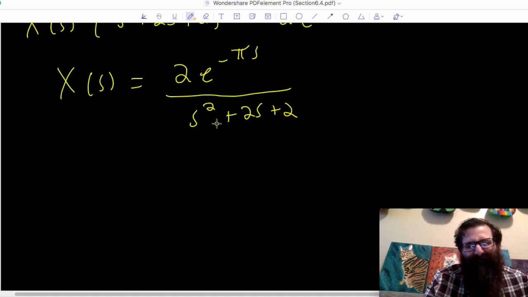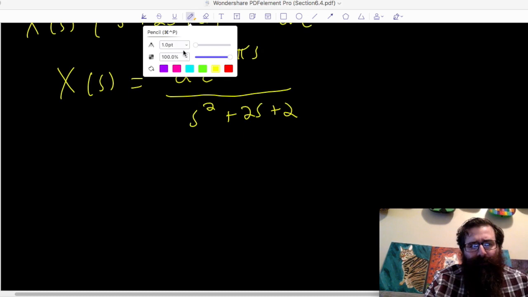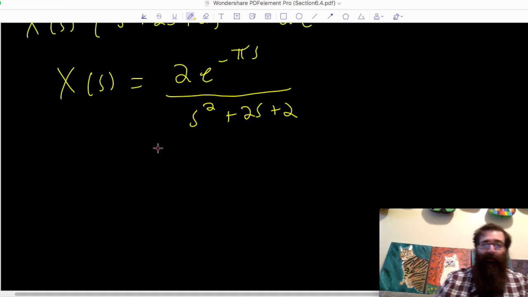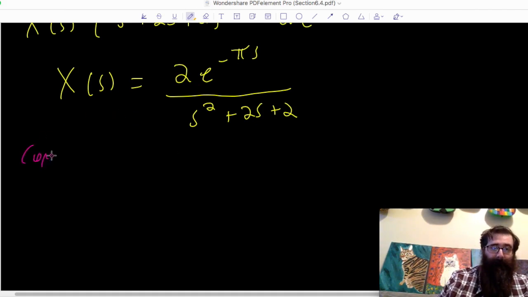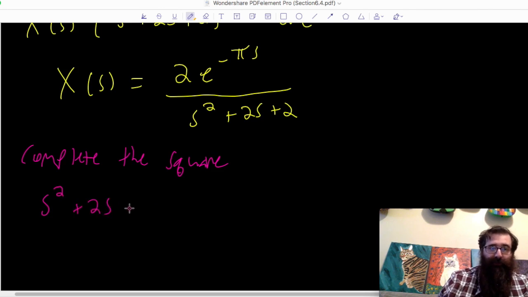And we'd say, well, it doesn't look like the denominator is going to factor. And I kind of want the denominator to be factored if I'm going to make any headway here. So what we want to do is we want to complete the square. So we have s squared plus 2s plus, and I'm going to leave some space, plus 2.